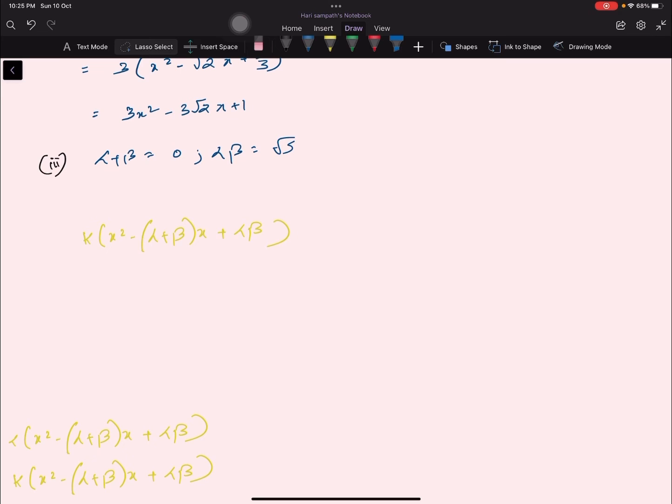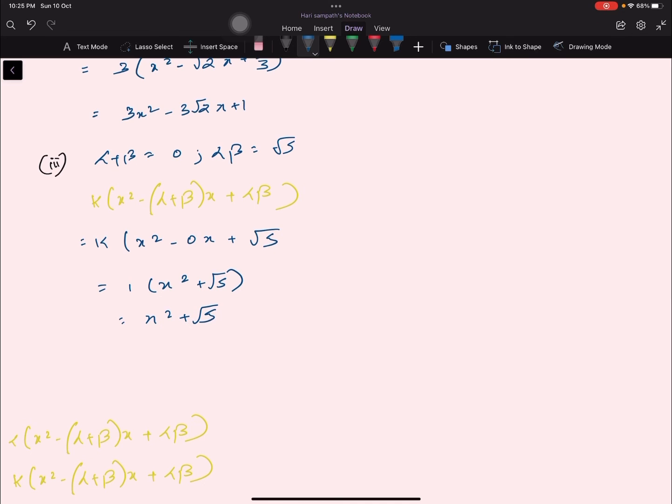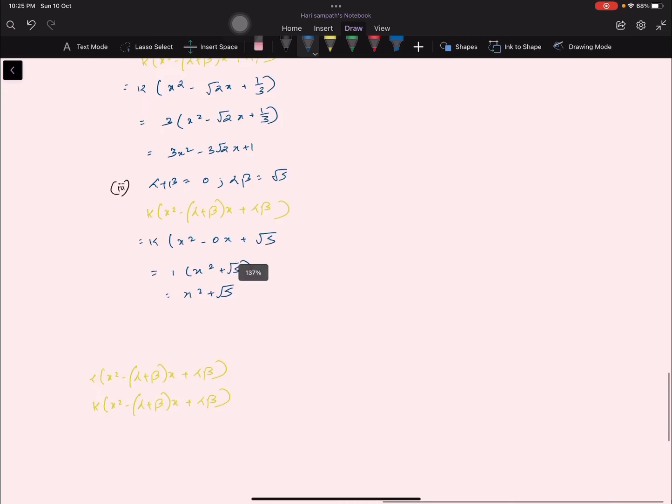So let's just substitute them in the equation. We get k into x square minus 0x plus root 5. That is k into x square plus root 5. Since there is no denominator, we're gonna take k as 1. X square plus root 5. That's gonna be the equation.